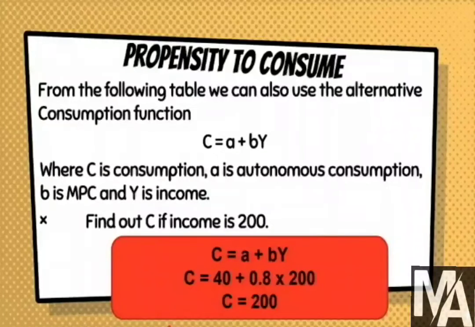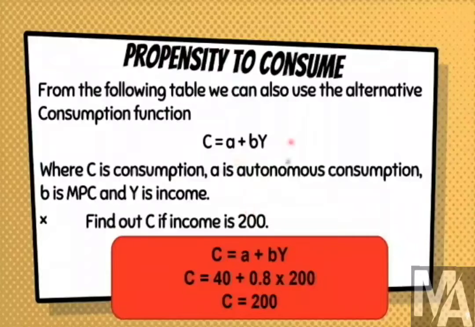There is also another alternative way. From the following table, we can also use the alternative way, and this is called the consumption function, which is denoted by this formula here, that is C = A + B × Y. And here, what is C? C is once again exactly the same, consumption. A is autonomous consumption. If you have forgotten, you can check out my first video, but I'll be repeating once again. B is denoted by MPC, or marginal propensity to consume, and Y is income. So let us see with the previous table how we can try to find out what this consumption function is, or why it is needed.